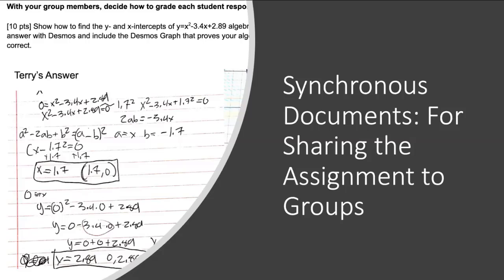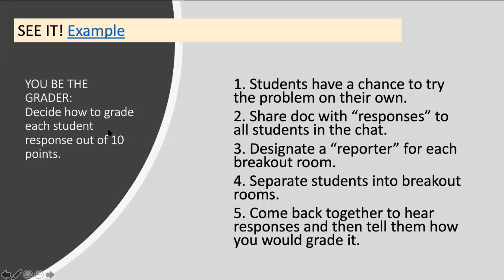One of my favorite examples of this is called You Be the Grader. Each student has to decide how to grade the students that responded to, say, a test question or a problem set. And you tell them how many points the question is worth, and you go through this process. And in a second, I'm going to share the example with you to look at. So first, I put up the problem and students have a chance to try it on their own. That's important because you can't grade it unless you know what the right answer should be, right? So the first step is they actually have to try the problem on their own.